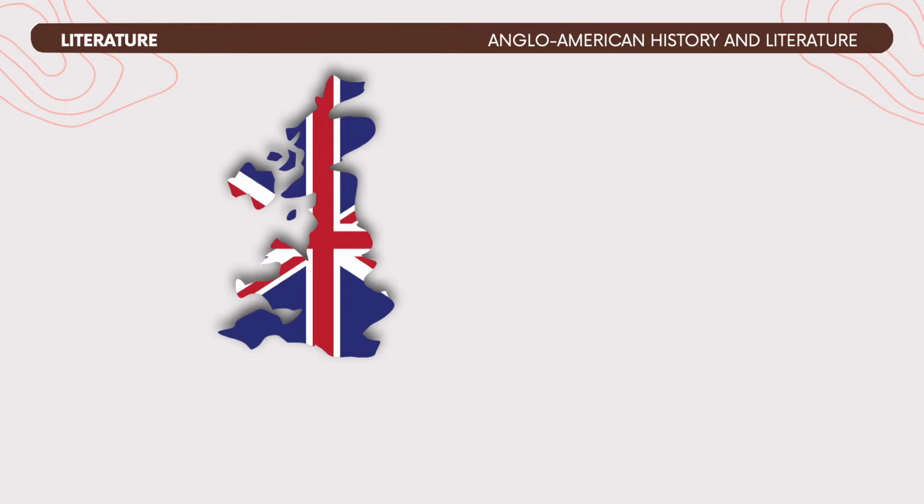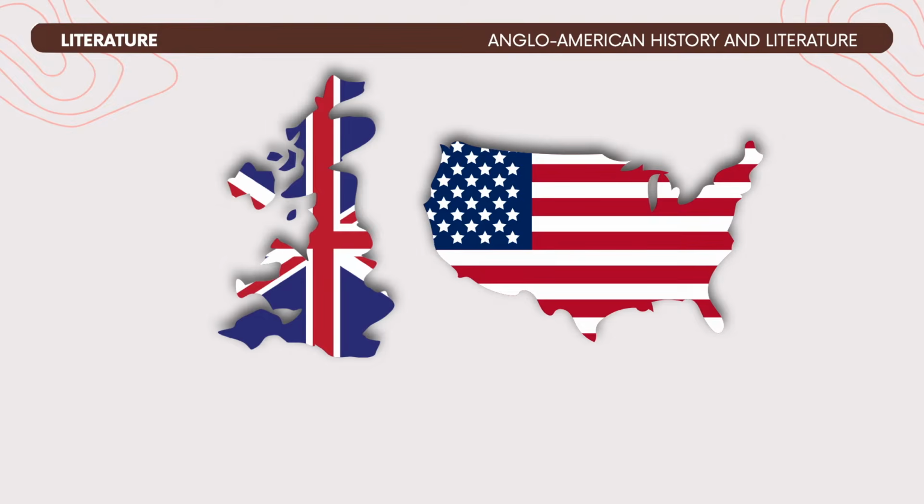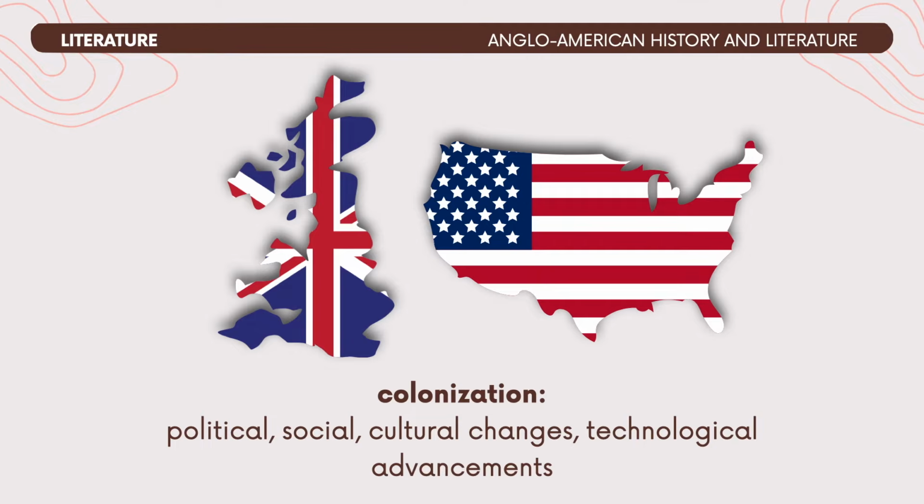The United Kingdom and the United States of America have been considered two of the most powerful states in the world for centuries already. However, just like any other nation, they have had their humble beginnings and their evolution brought about by colonization, political, social, and cultural changes, as well as technological advancements. Along with their progress, the development of their literature has reflected their identity as a nation, struggles towards preserving their civilization, the freedom of their ancestors, and their legacy to the world.